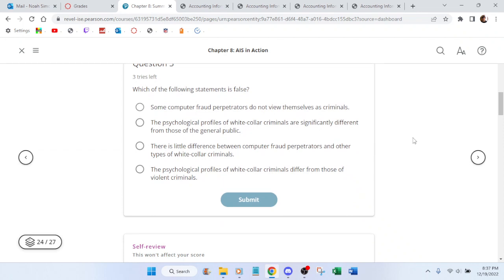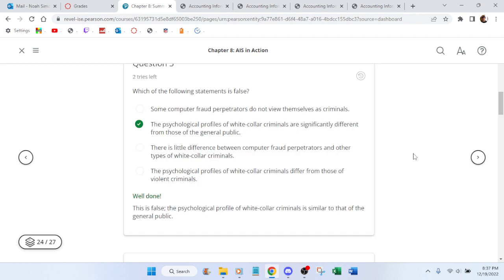Which of the following statements is false? Some computer fraud perpetrators do not view themselves as criminals. The psychological profile of white-collar criminals is similar to that of the general public. There is little difference between computer fraud perpetrators and other types of white-collar criminals. The psychological profiles of white-collar criminals differ from those of violent criminals.